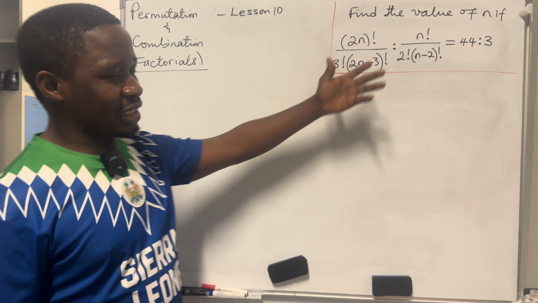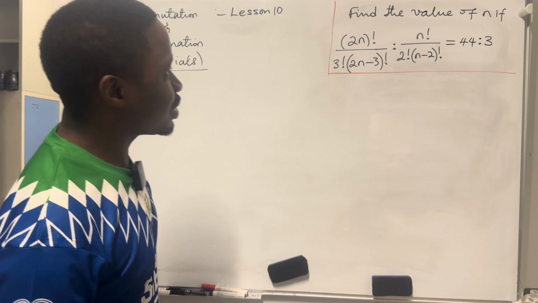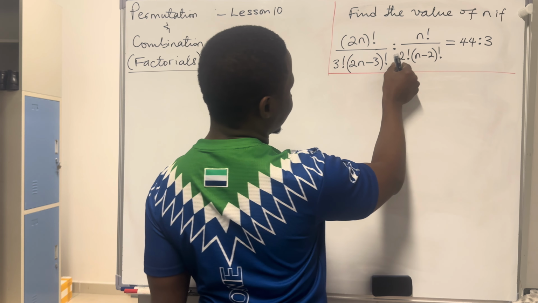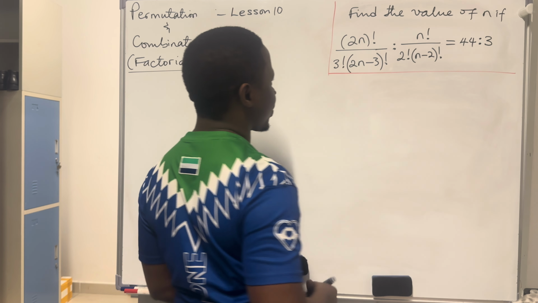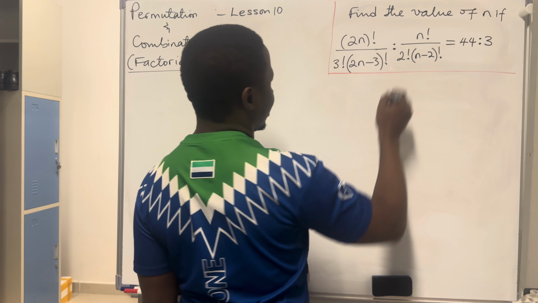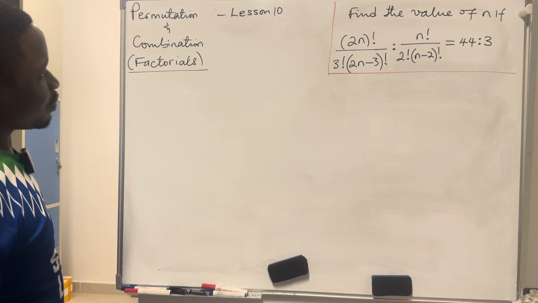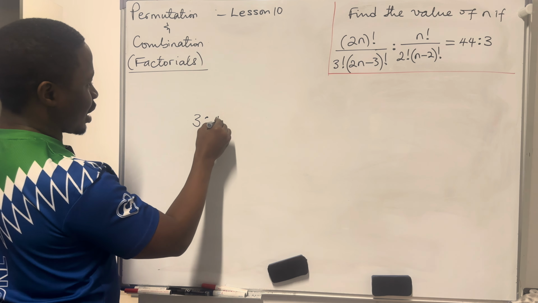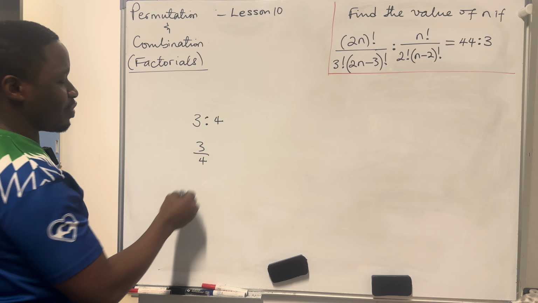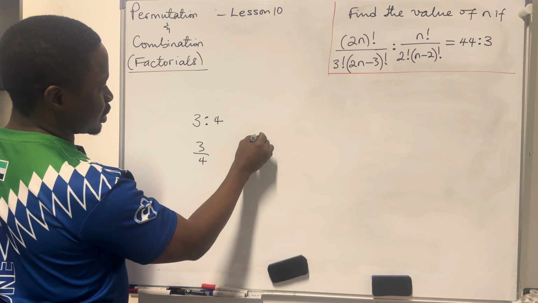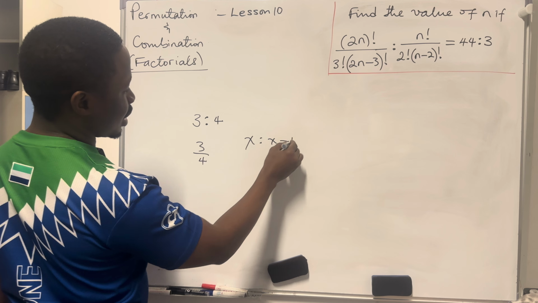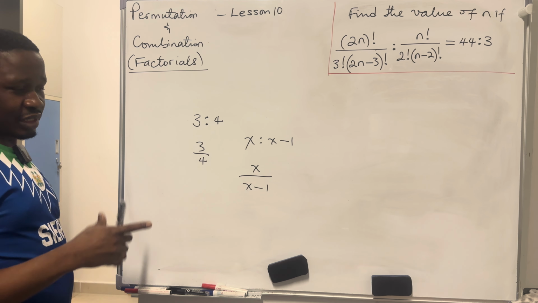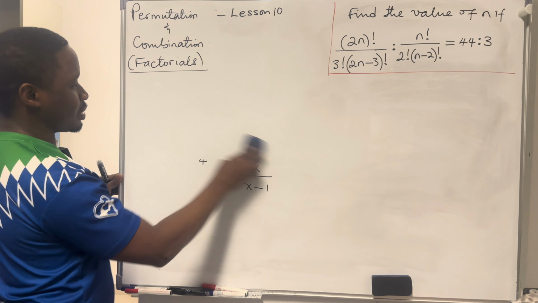Then we have a very nice equation here they ask us to solve. We want to find the value of n if this ratio is equal to this ratio. First of all, this ratio 3 to 4 can be written as 3 over 4. x to x minus 1 is x divided by x minus 1. So this is what we first need to acknowledge.